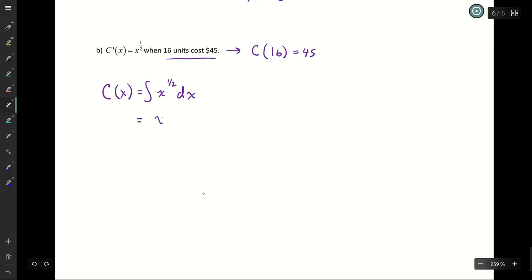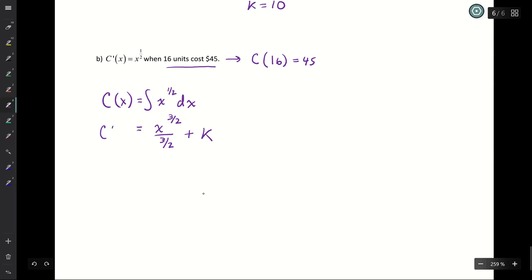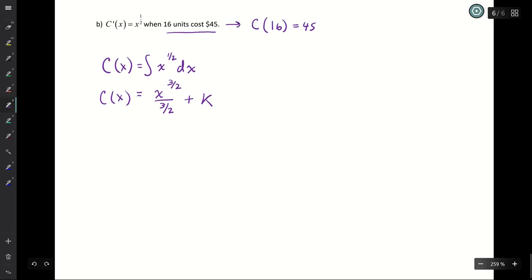Right? To actually integrate here, I need to add 1 to the exponent. If I think of 1 as 2/2, if I add 2/2 to 1/2, that's going to give me 3/2. And then divide by 3/2. And once again, I'm going to use k here instead of c. I'm going to go ahead and bring down the c of x notation. Because I have a fraction in the denominator, I'm going to flip that fraction and multiply. So this is actually going to become 2/3 x to the 3/2 plus k. And then I'm going to use c of 16 equals 45 to find the k value.